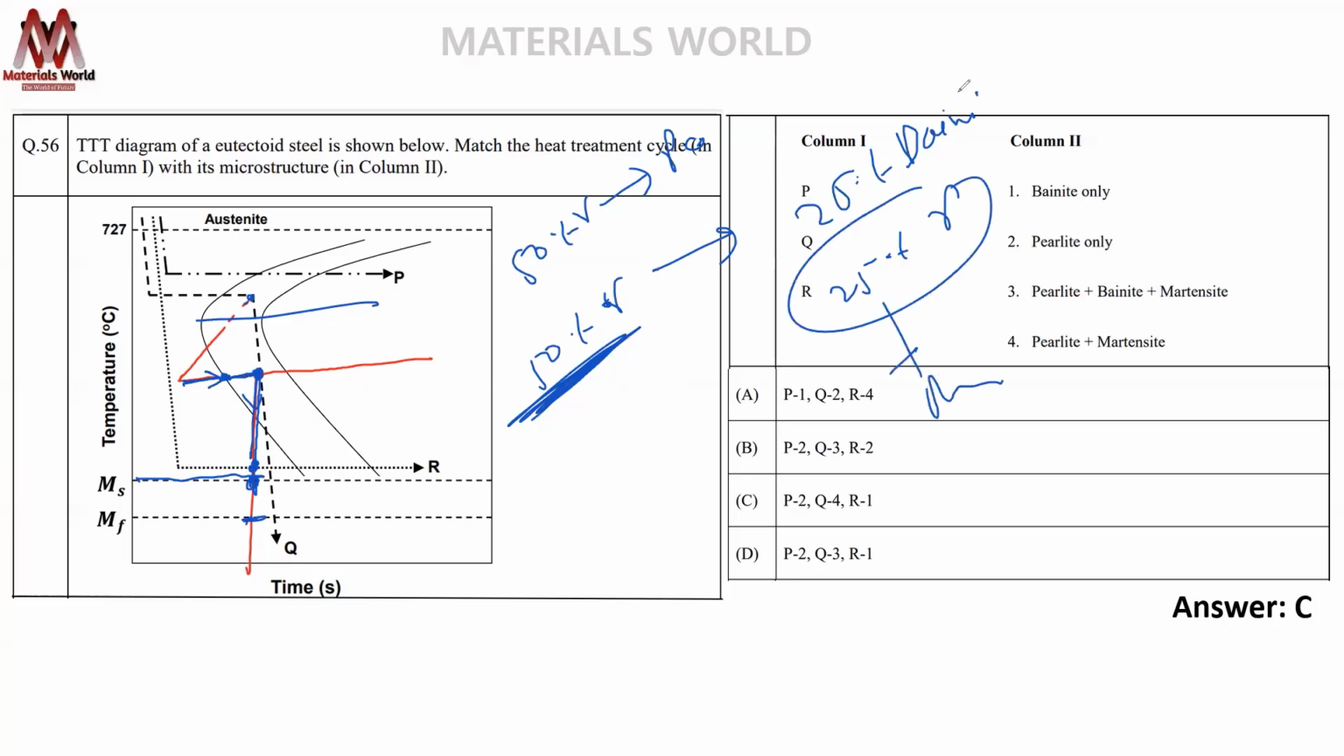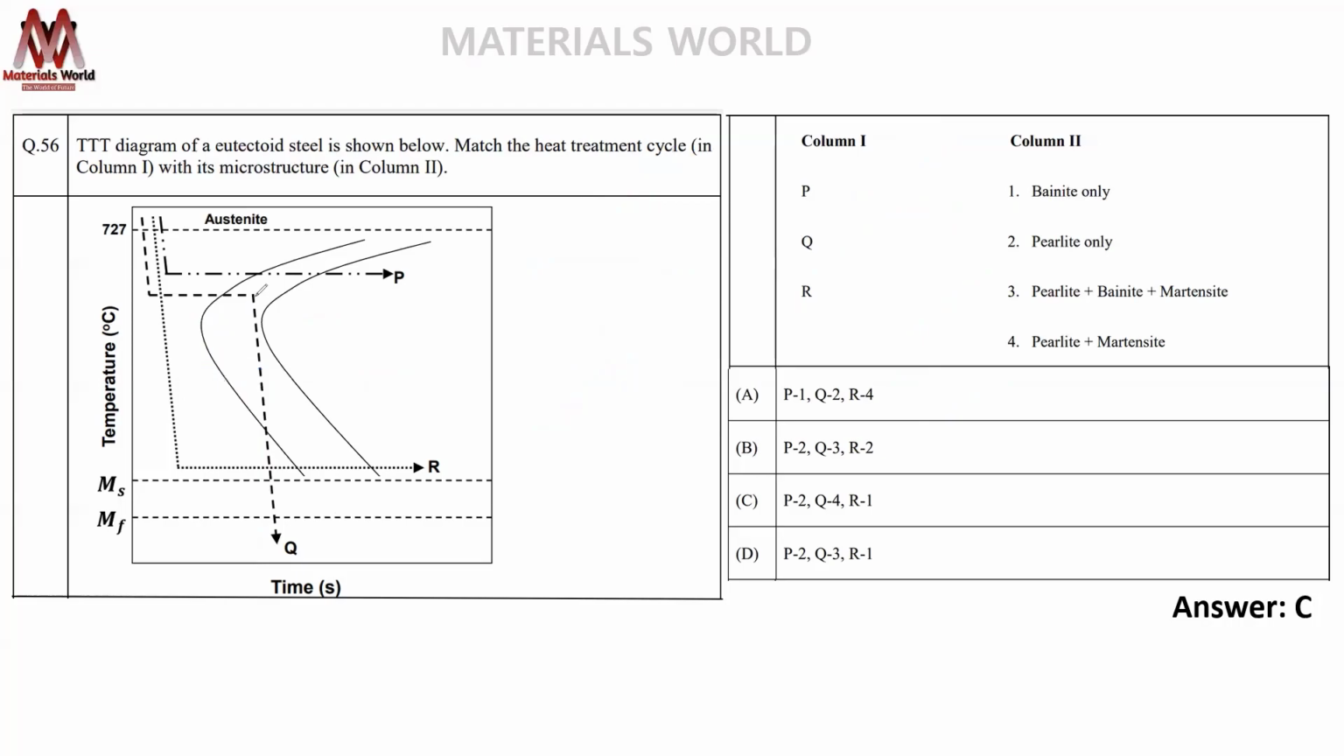You got my point? To get bainite, the transformation you cannot bypass it. You're not crossing this starting line, so you'll never get this bainite. You don't think like this is passing through the bainite, so you'll get bainite. No. That is what I stressed in every class whenever I explained this.